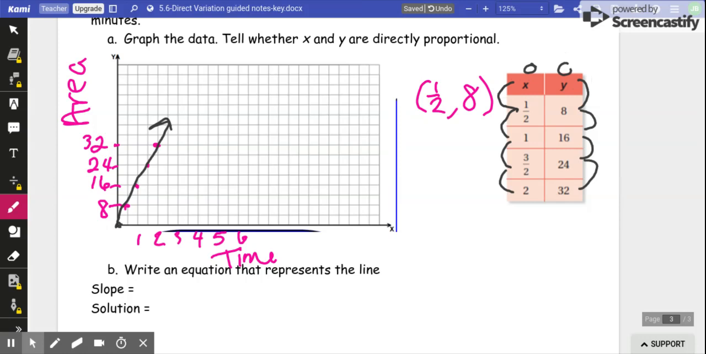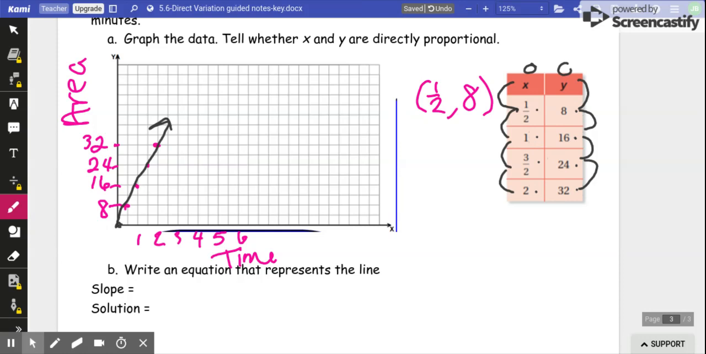So what this is telling us is every half of a minute, it is cleaning 8 square feet of area in my house. Every minute, it's covering 16 feet squared. Every minute and a half, it's covering 24, and every 2 minutes, it's covering 32 square feet.